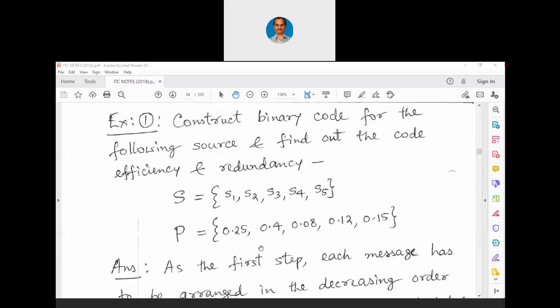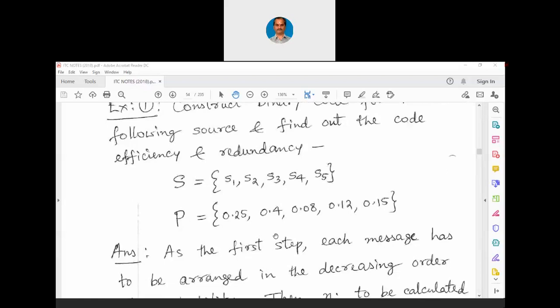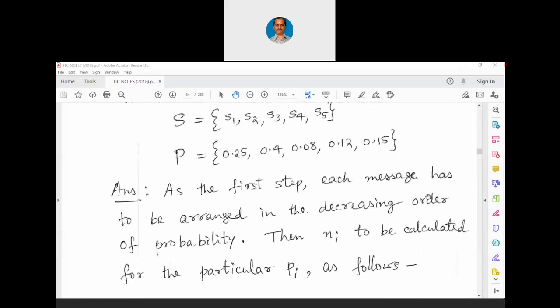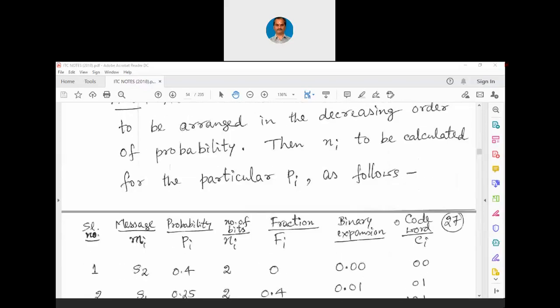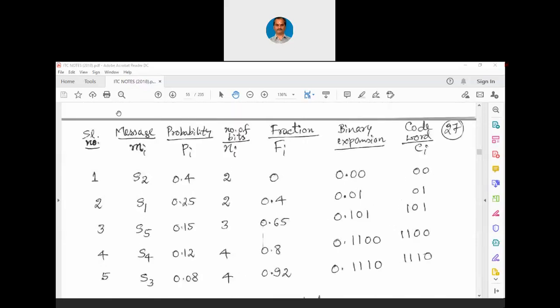So let us see how to solve this problem. Actually, problem is simple. Answer is, as the first step, each message has to be arranged in the decreasing order of the probability. Then Ni has to be calculated for the particular Pi as follows. So let us see, this capital P is a set of all small p here now. Just like a capital S is a set of all small s here. So this is the tabular column, where you can see here now, serial number 1 till 5, we have arranged message in terms of the decreasing order of probability.